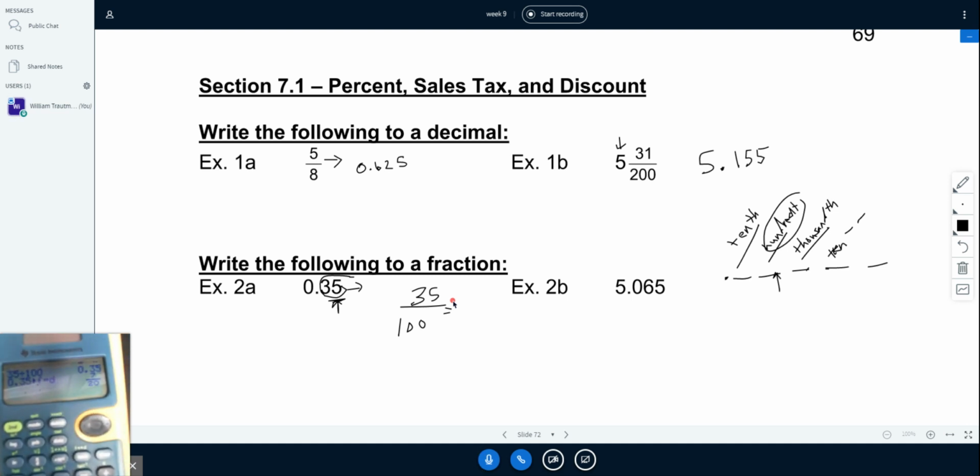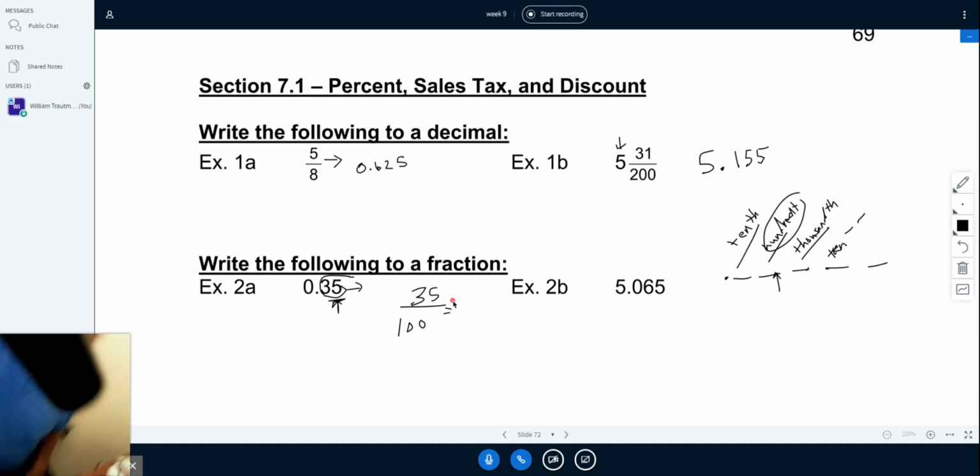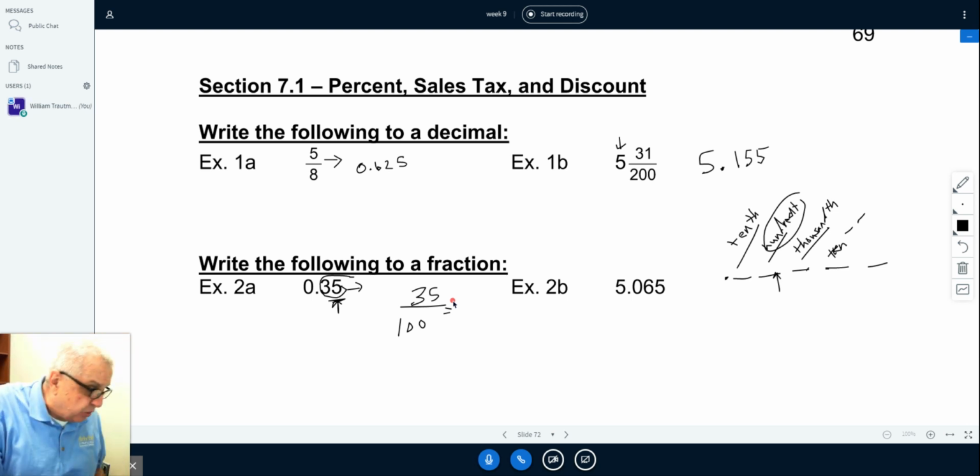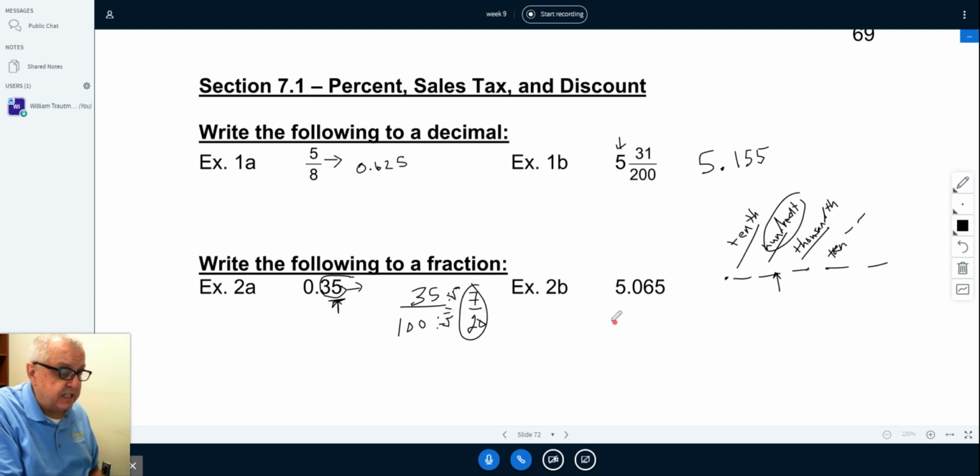It's a reduced fraction. So 35 over 100 is a correct answer, but you would get it marked wrong on a test because it reduces to 7 over 20. You see, you divide the top and bottom by 5, and you get 7 over 20. So this is the correct answer.